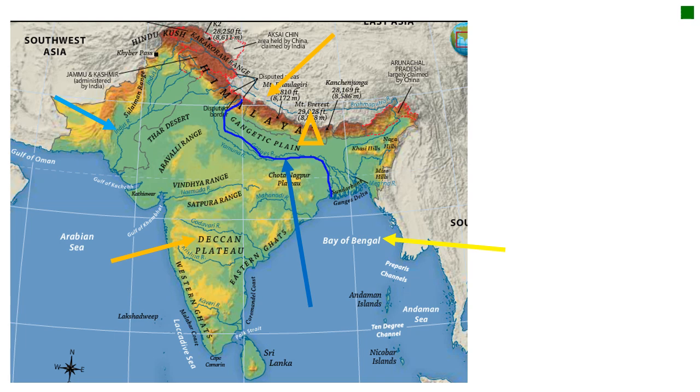We have the Bay of Bengal, the Deccan Plateau, and to the north of India, you'll find the Himalayan mountains. The Himalayan mountains are the highest mountains in the world, and they separate the Indian subcontinent from the rest of Asia. You will also see Mount Everest.